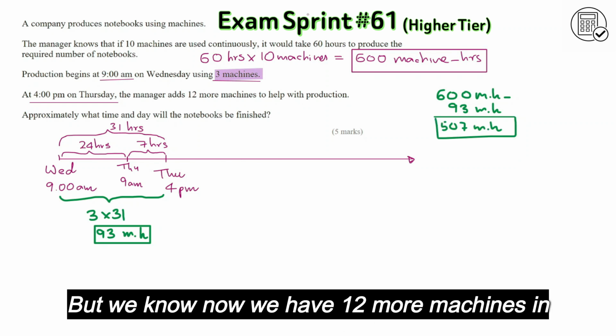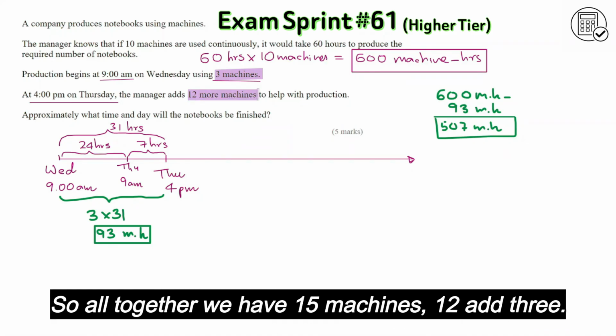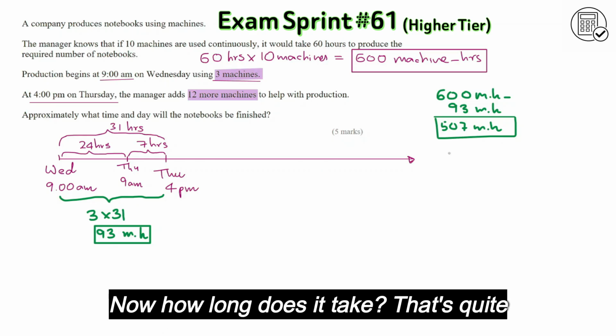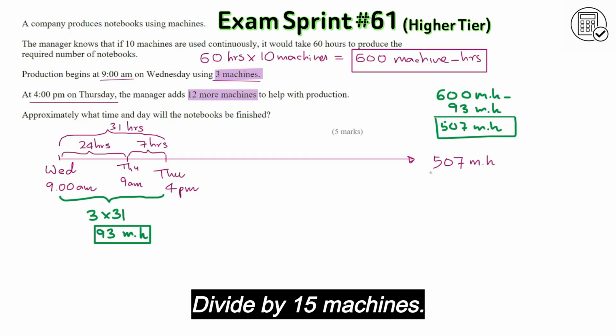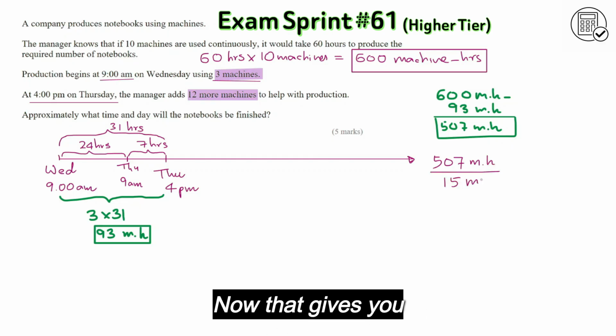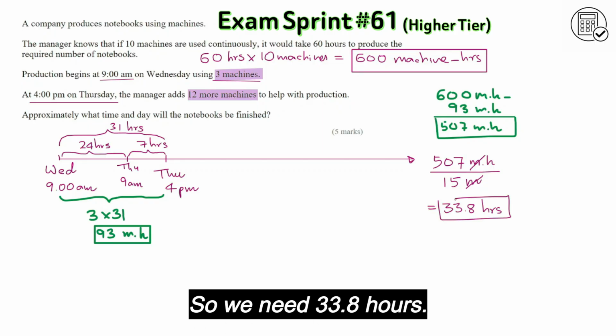But we know now we have 12 more machines in action. So altogether, we have 15 machines, 12 and 3. Now, how long does it take? That's quite easy. 507 machine hours divided by 15 machines. Now, that gives you the number of hours. So, we need 33.8 hours.